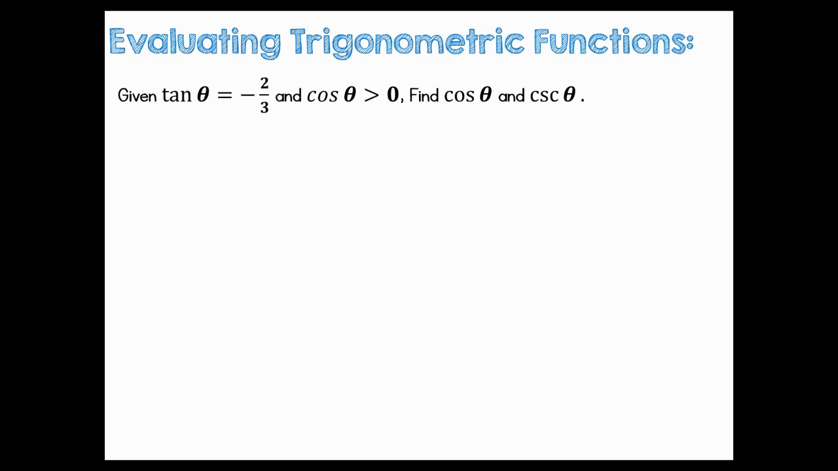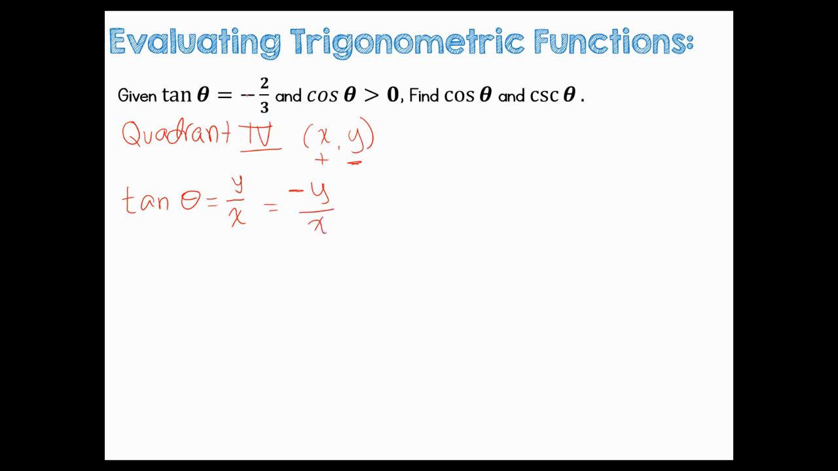We want to, again, evaluate what quadrant this is in. Tangent's negative, cosine is greater than 0, so we're in quadrant 4. In quadrant 4, we know that x is going to be positive and y is going to be negative. This is important when we look at the tangent of theta. Tangent of theta is y over x. In the fourth quadrant, y is what's negative and x is positive.